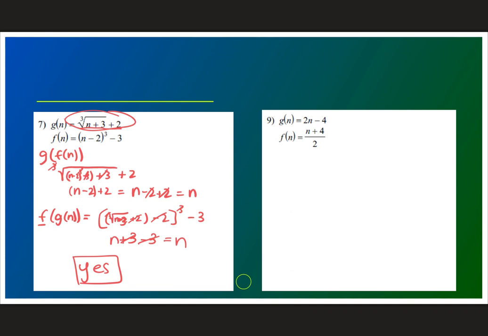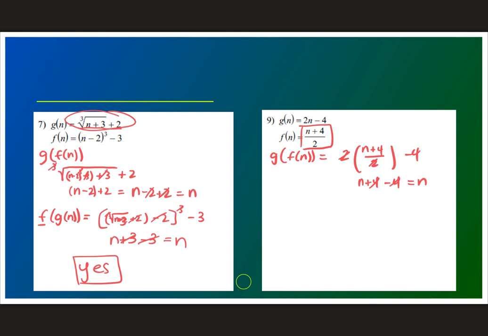All right, last one. So now I'm going to do the same thing. I'm going to do g of f of n. So start with writing your g function, which is 2 times something minus 4. The something is this, so we're going to do 2 times (n plus 4) over 2. All right, so my 2's are going to cancel, and I'm going to get n plus 4 minus 4. And so that is going to give me n.